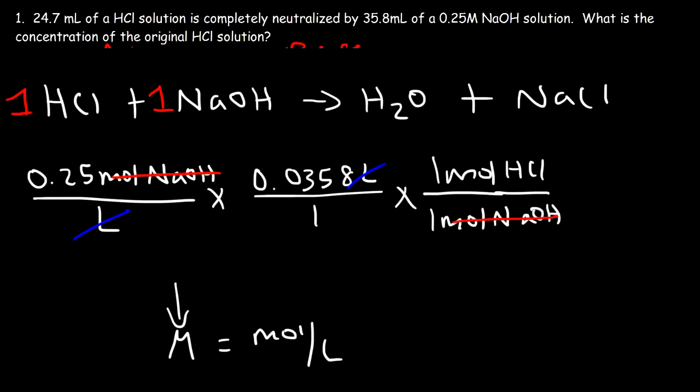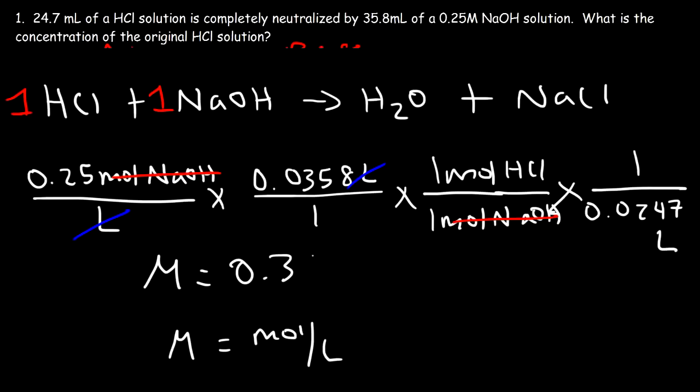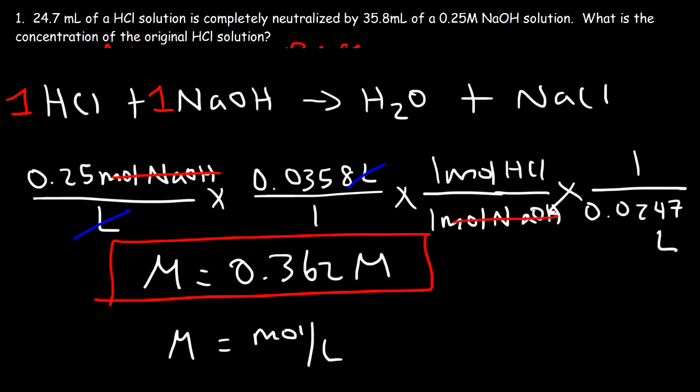To get the molarity, we need to divide the moles by the liters. And we have the volume of HCl, but we need to convert that to liters by dividing it by 1,000. So 24.7 milliliters is the same as 0.0247 liters. So to get the answer, it's 0.25 times 0.0358 divided by 0.0247, and you get the same answer, 0.362 moles per liter. So you could find the concentration of HCl using both techniques.